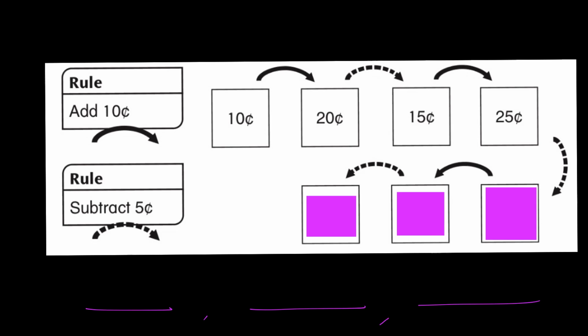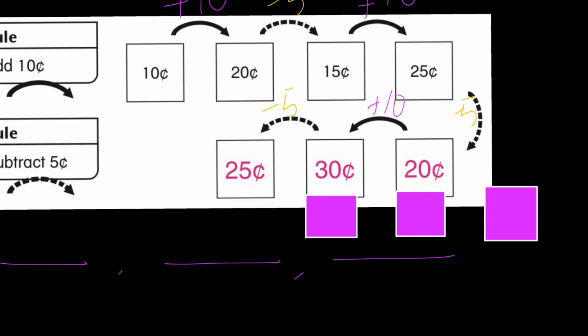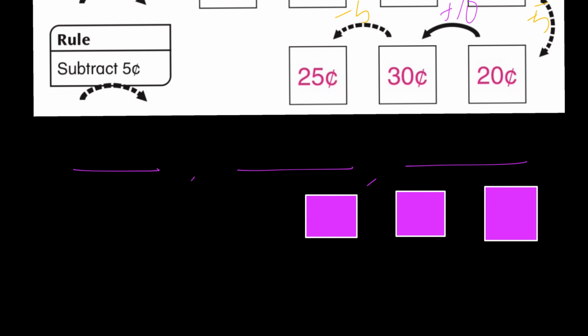Okay, hopefully you did something like this. On my solid arrow, I was adding 10, adding 10, adding 10. On my dotted arrows, I was subtracting 5, subtracting 5, subtracting 5. So I went like this. I went 10 plus 10 is 20. Minus 5 is 15. Plus 10 is 25. Minus 5, your first number should have been 20. Then if I add 10 to 20, I should have had 30. And if I subtract 5 from 30, I should have ended at 25. Okay.